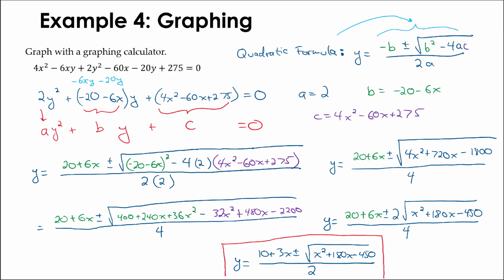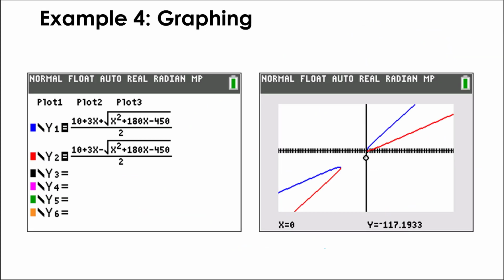y equals. Because remember, you do have this plus or minus right here, what it would look like in our calculator is I would have 10 plus 3x plus, and then my radical, and then I would have 10 plus 3x minus, and then my radical here. This is what the graph would look like in your calculator after it's all said and done. All right, so that is all we have for rotated conics. I know that was another long one, but good luck with your practice.